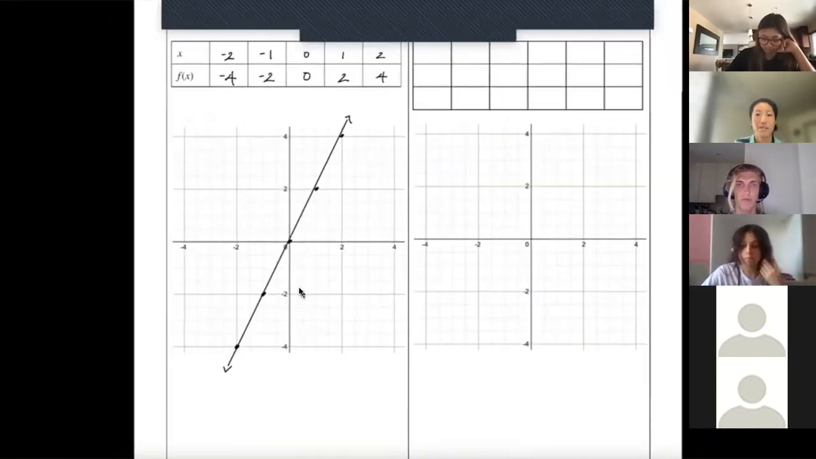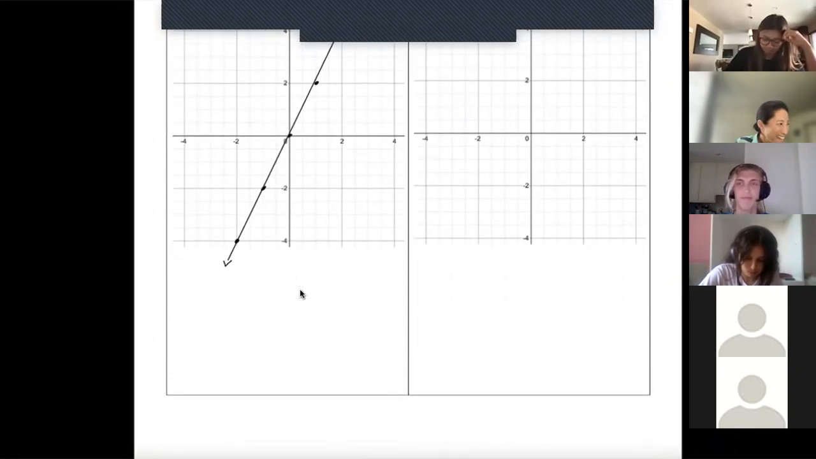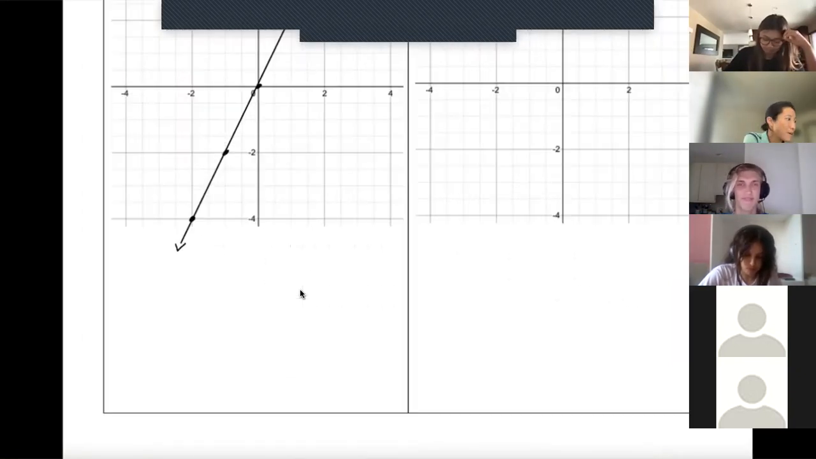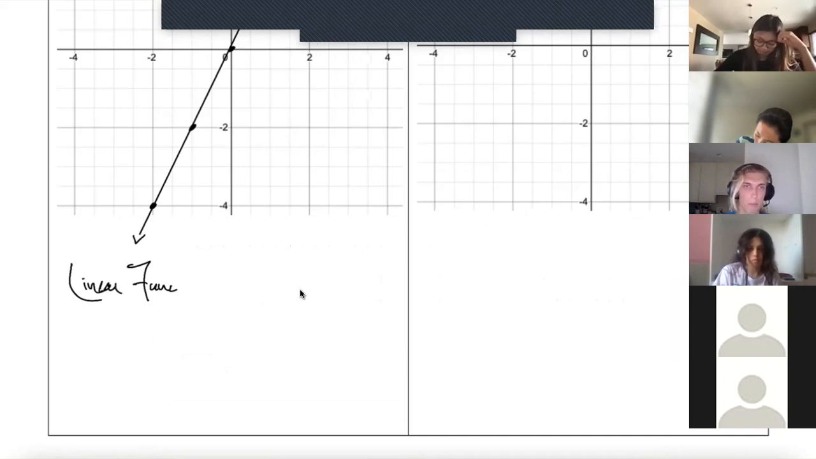we see that we have something like this. What kind of function would we call this particular function, f of x equals 2x? Linear. Exactly, this is a linear function. Right down here, I want us to write for ourselves that this is a linear function.